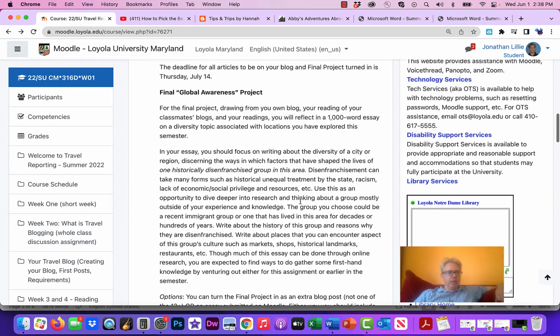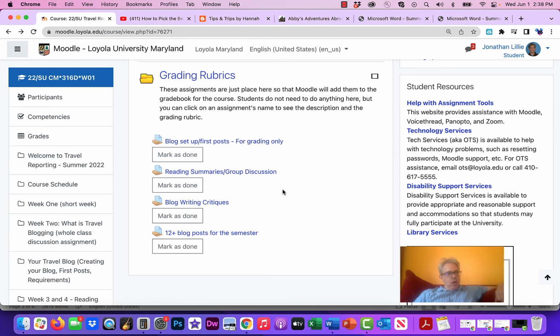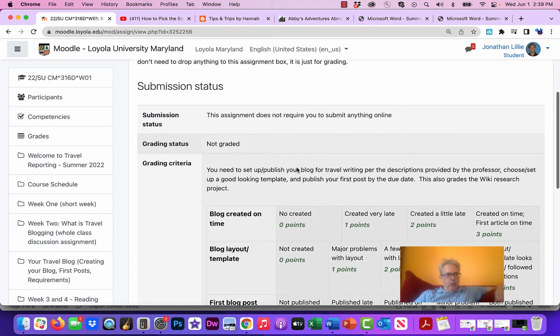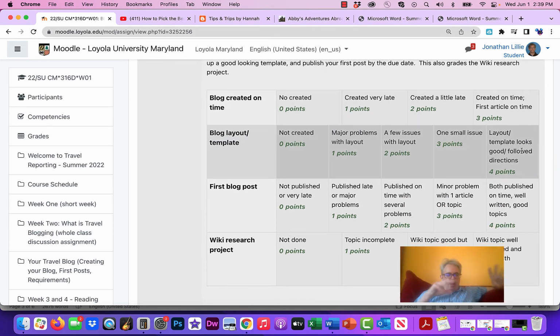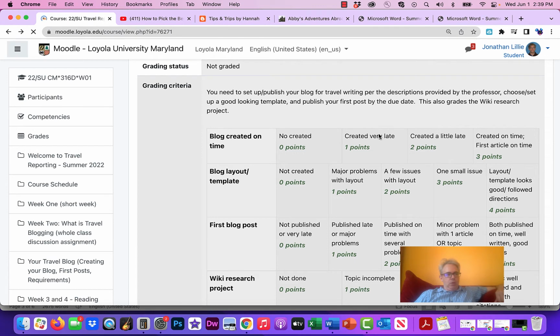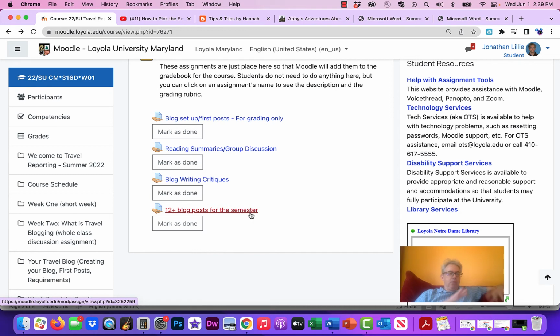In terms of grading, I'm going to be grading as we go through the semester. So the first grade you will get will be the blog setup and first couple posts. And the rubric looks like this. For each one of these items, I can type in extra feedback, and I will do that as well. And then the next one will be the group reading summaries and discussion, then the blog critiques, and then finally the major assignment, the 12 blog posts for the semester.